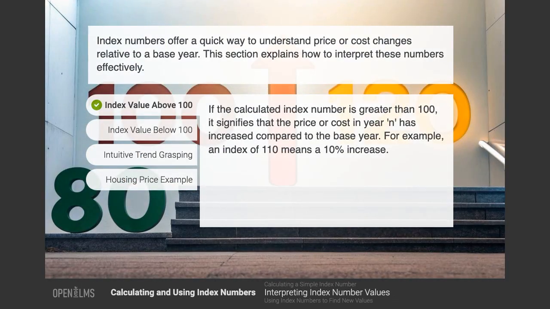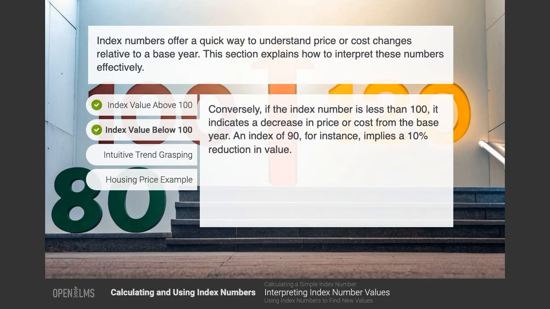Index numbers offer a quick way to understand price or cost changes relative to a base year. This section explains how to interpret these numbers effectively. If the calculated index number is greater than 100, it signifies that the price or cost in year N has increased compared to the base year. For example, an index of 110 means a 10% increase.